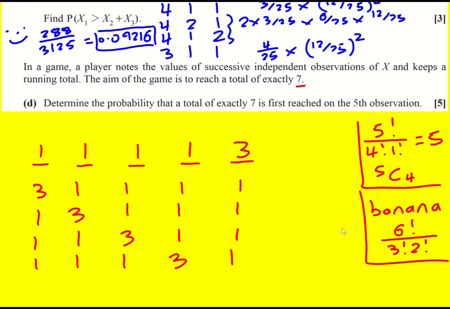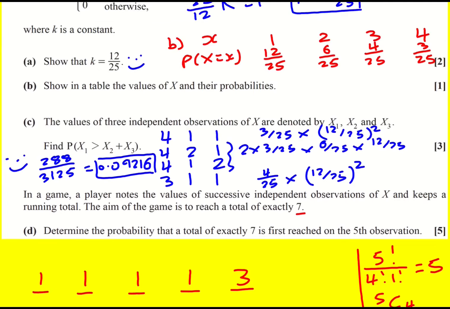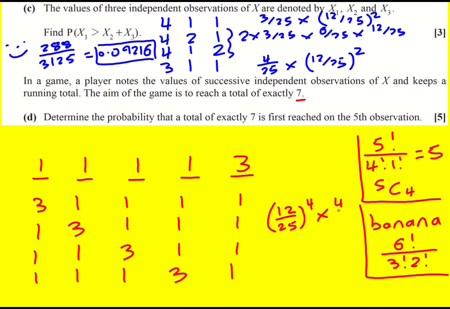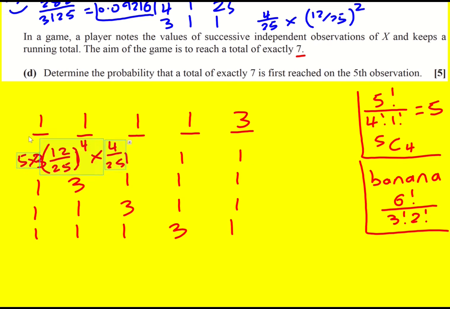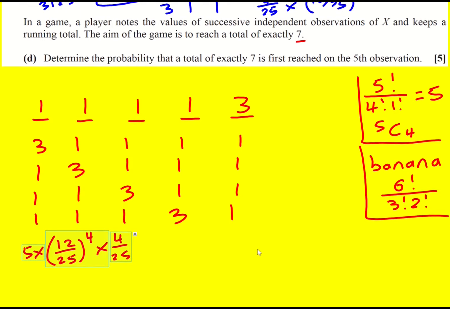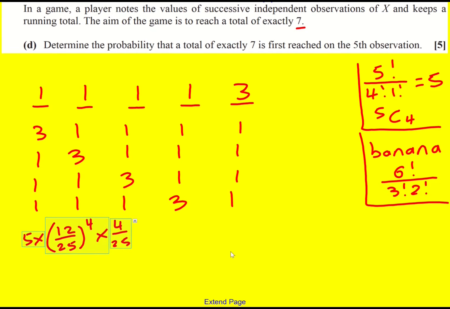So to get 4 ones, it would be 12 over 25 to the power of 4. And then I need to times by the probability of getting a 3, which from above was 4 over 25. But remember, there's 5 different ways that can happen. So that is our probability. I'm just going to bring it down. Okay, there goes here. Right, now, is there any other way that we could get this total of 7?